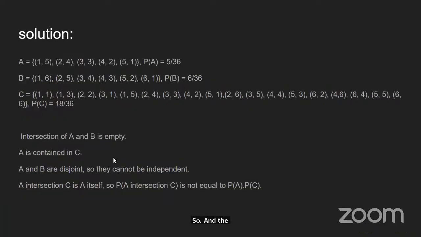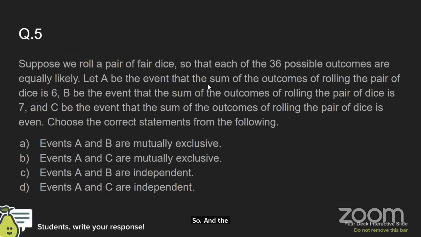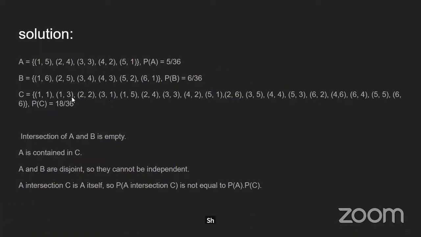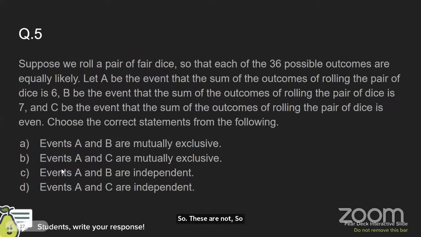Now A and C. Here A is the event that the sum is 6, and since C is the event that it's even, 6 is an even number. So all the outcomes in A will also be in C. So these are not mutually exclusive. Now option C is event A and B are independent.